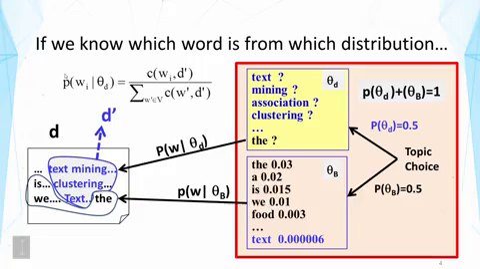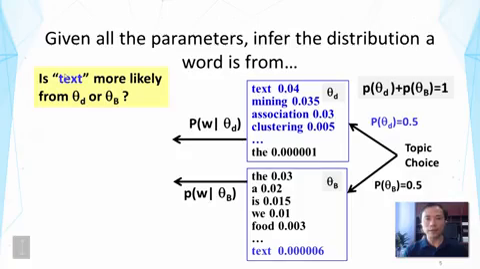Now, this idea, however, doesn't work because, in practice, we don't really know which word is from which distribution. But this gives us the idea that perhaps we can guess which word is from which distribution. Specifically, given all the parameters, can we infer the distribution a word is from? So let's assume that we actually know tentative probabilities for these words in theta sub d. So now all the parameters are known for this mixture model.